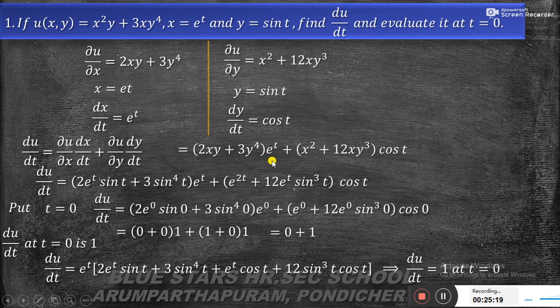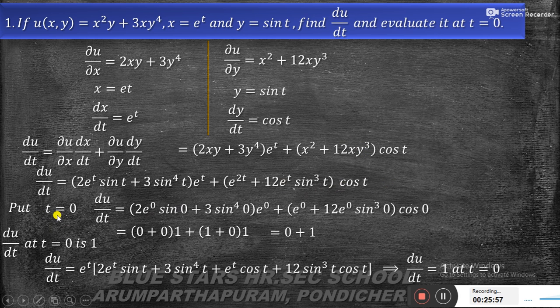So now I substitute the x and y values, that means x equal to e power t, y equal to sin t. So du by dt equal to 2 into e power t, y value is sin t, plus 3 into sin power 4t, into e power t, plus e power 2t plus 12. Here x square means e power t whole square, which means e power 2t, plus 12 into x value e power t, y cube is sin cube t, into cos t.